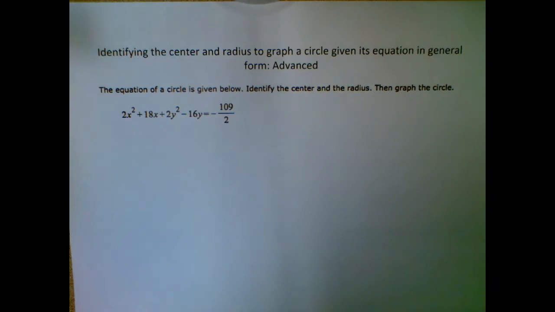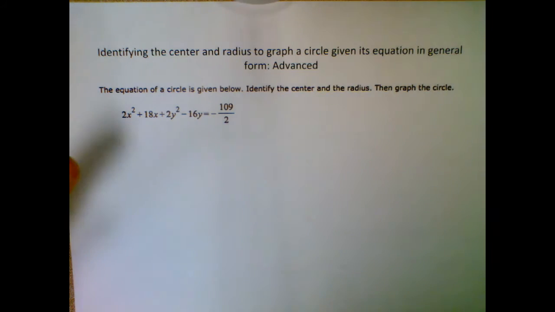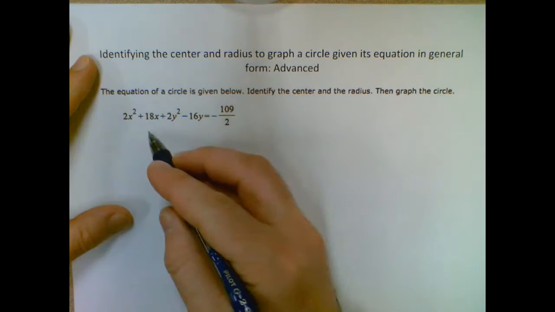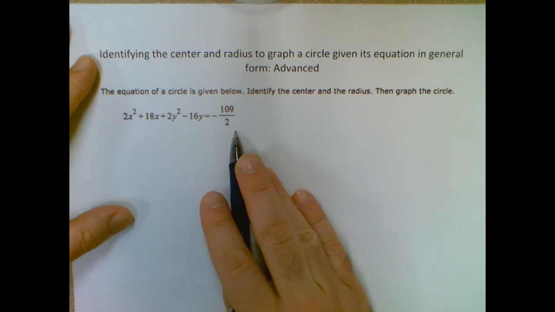So I hope you have your algebra skills up to snuff because this is going to be a doozy. Today we're looking at the ALEKS topic, identifying the center and radius to graph a circle given its equation in general form, the advanced version. I need to take this in general form and use my completing the square technique to put it into standard form.